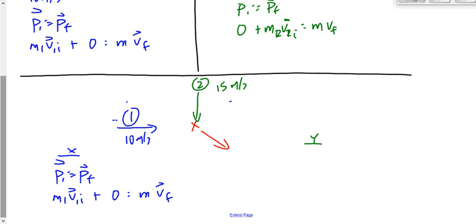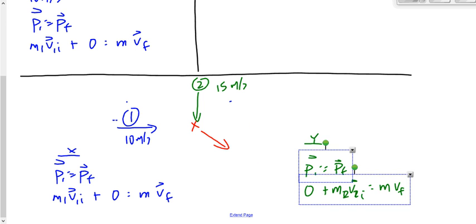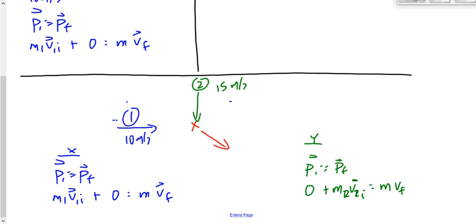Okay, let's take a look at the y component now. You can imagine what that's going to look like. Take everything that we add up here on the y component and just move it down here. Can anybody tell me why object number 1 has 0 momentum this time?